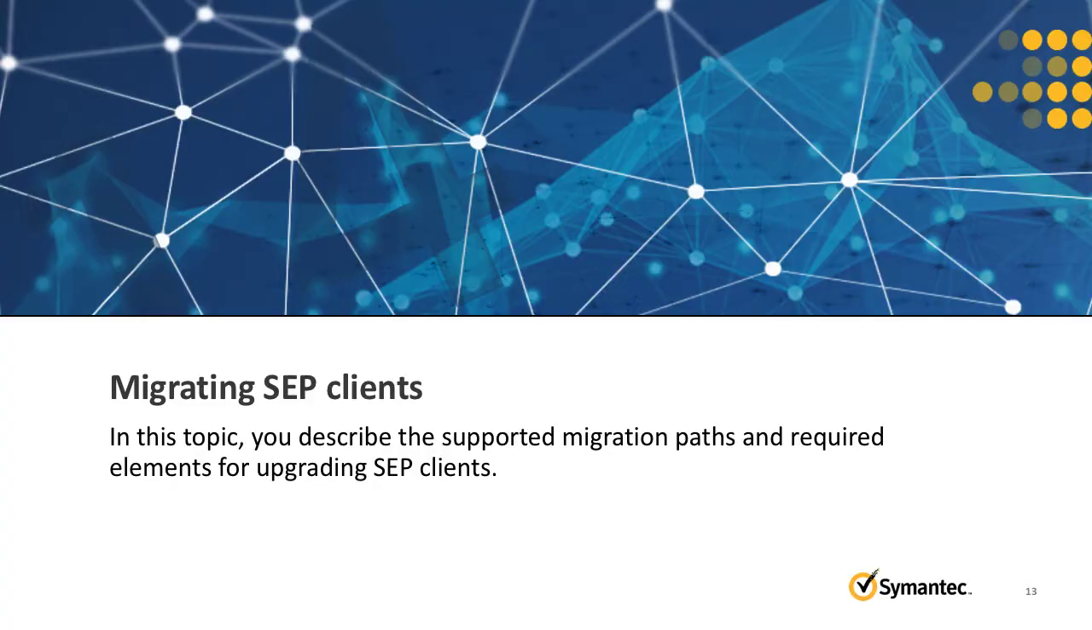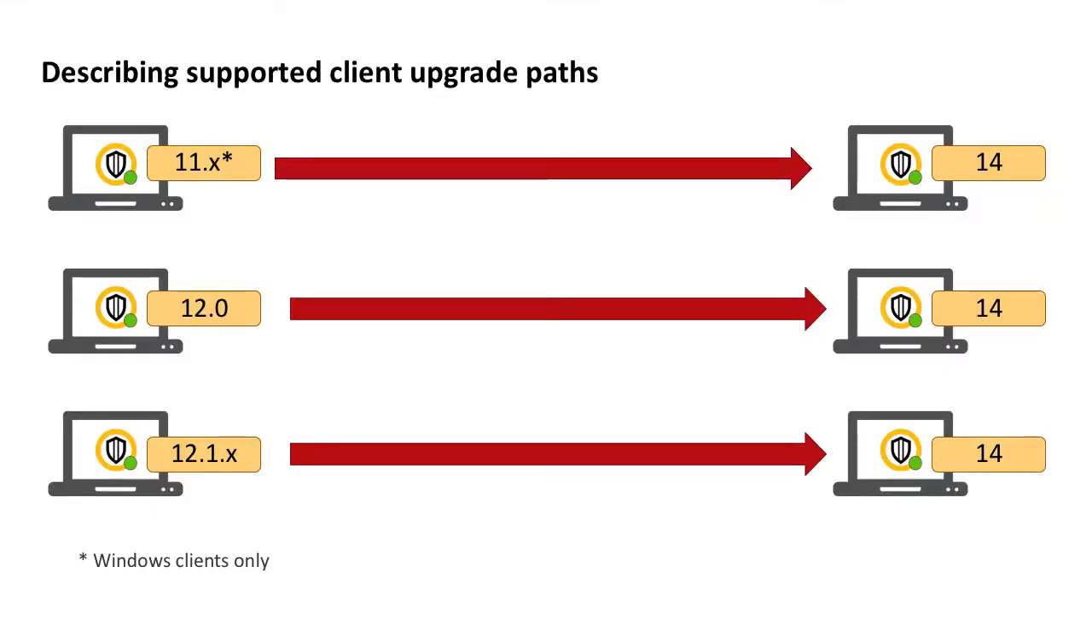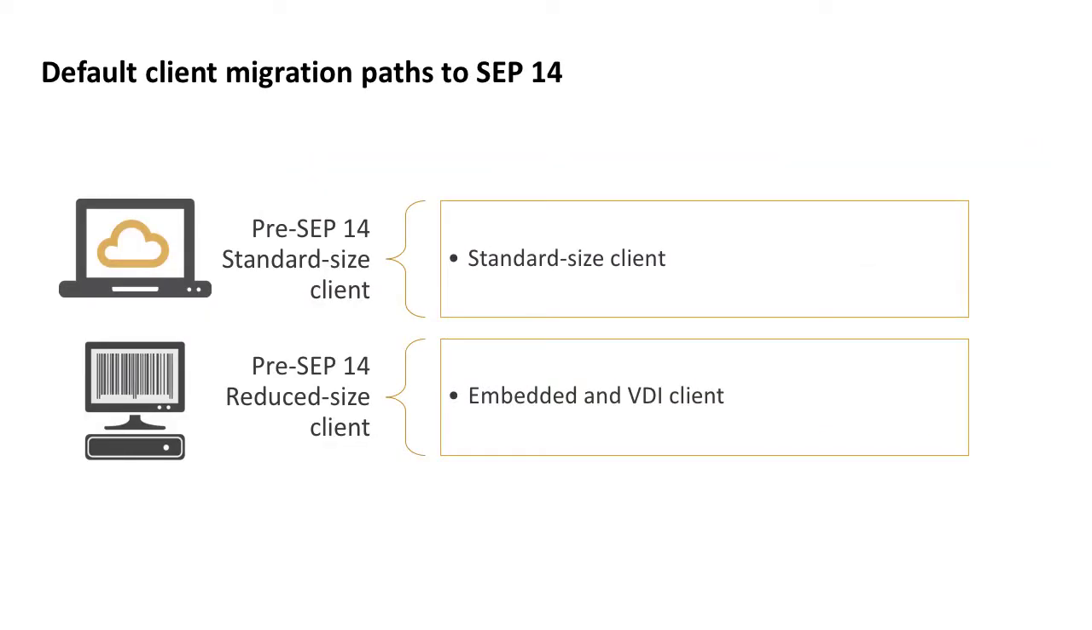This is the Migrating SEP Clients topic. This slide shows the supported client upgrade paths to SEP 14. There are limited restrictions. In most cases, you can upgrade directly from SEP 11.x to SEP 14. The default migration paths to SEP 14 for standard and reduced size clients have not changed significantly. The major difference is that the reduced size client is now called Embedded and VDI client.